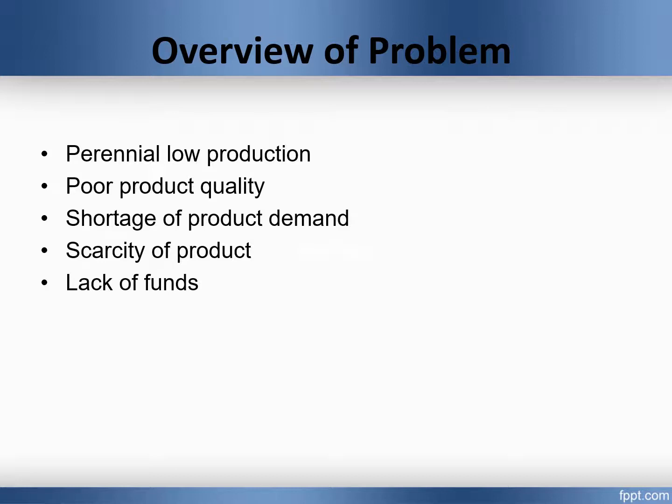The overview of the problem. The problems for the marketing research as it is: perennial low production of agricultural output. We have poor product quality of the agricultural production. There's shortage of product demand also. This leads to the scarcity of product, and also there's a problem of lack of funds for the agricultural production.